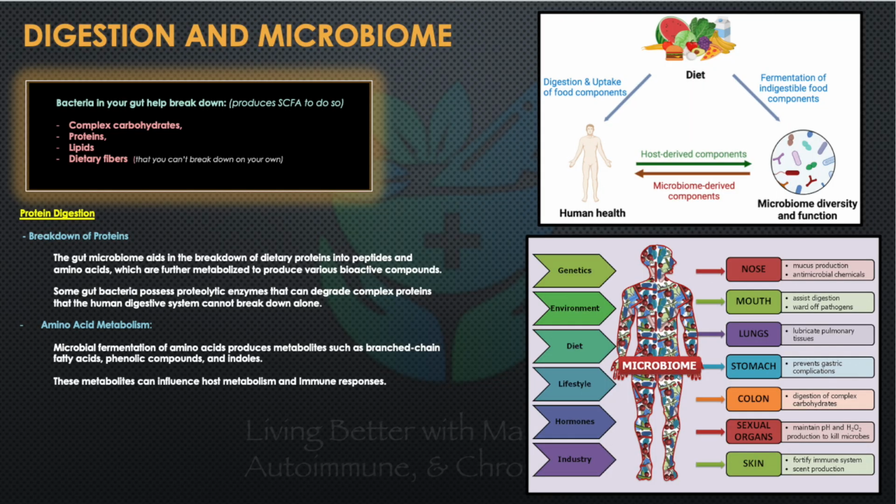Okay, moving on. The microbiome is also involved in protein digestion. The gut microbiome aids in the breakdown of dietary proteins into peptides and amino acids, which are further metabolized to produce various bioactive compounds. Some gut bacteria possess proteolytic enzymes that can degrade complex proteins that the human digestive system cannot break down alone. Amino acid metabolism: microbial fermentation of amino acids produces metabolites such as branched-chain fatty acids, phenolic compounds, and indoles. These metabolites can influence host metabolism and immune responses.